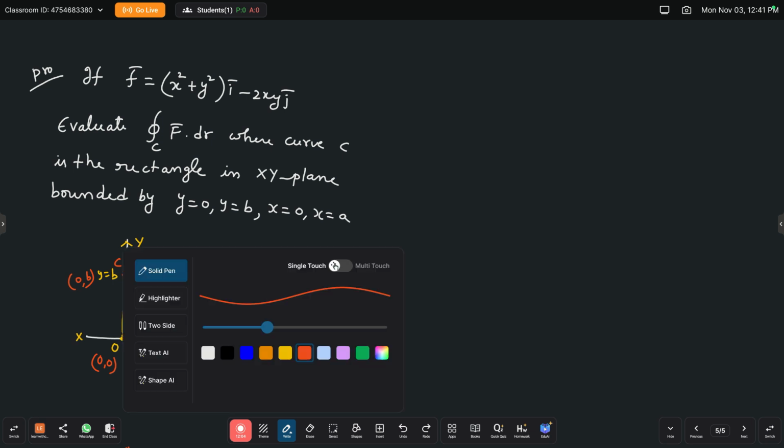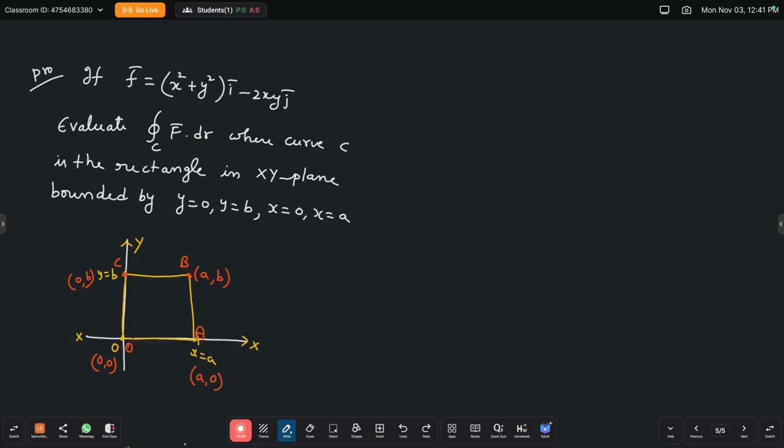Here I am selecting only one direction. I am starting along the OA direction, along AB, along BC, along CO. I have 4 line parts. If you add all 4 line integrals, we will get the complete circulation of the problem. So here the total curve integration of f dot dr is given by, first you go along the OA direction.